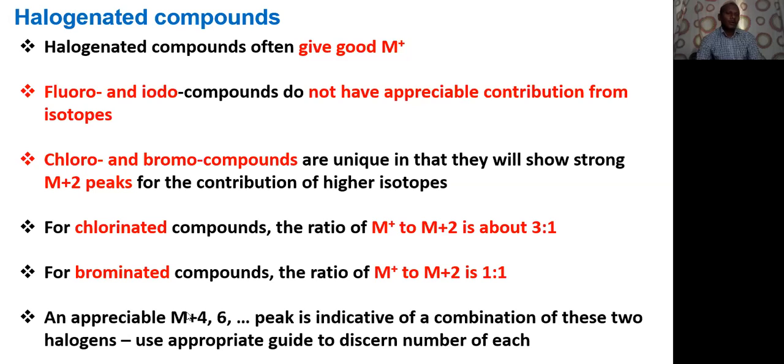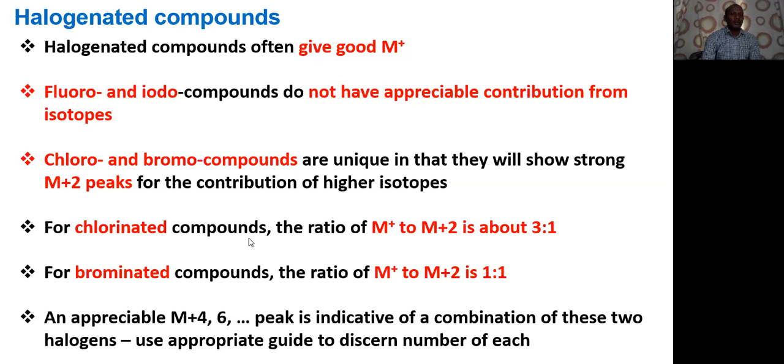For chlorinated compounds, the ratio of the M plus peak and M plus 2 peak will be 3:1. And for brominated compounds, the M plus peak and M plus 2 peak are in a 1:1 ratio. These are the ratios you will observe, and the M plus 2 peaks are characteristic of these halogenated compounds. M plus 2 peaks are isotopic peaks, so you will not find them in fluoro or iodo compounds, whereas with chloro and bromo compounds you can find these M plus 2 peaks.